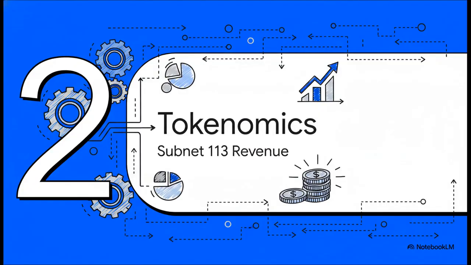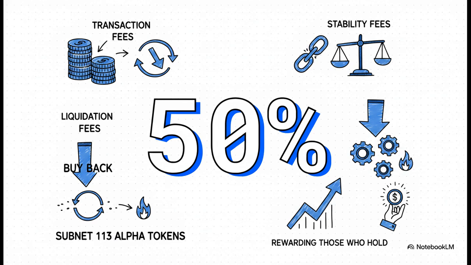Section 2. Subnet 113, Revenue and Tokenomics. Let's dive in and see how this entire system is actually designed to reward the wider community. This is a massive takeaway for anyone interested in the ecosystem's overall economy. TensorUSD generates its revenue from 3 main sources: transaction fees, liquidation fees, and stability fees. And here is the real kicker. An impressive 50% of all those generated profits are used strictly to buy back and burn subnet 113 alpha tokens. That creates a continuous, deflationary pressure on the alpha token, directly rewarding everyone who holds and supports the subnet.